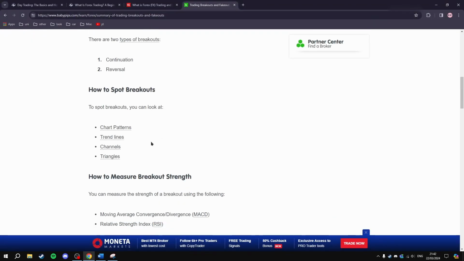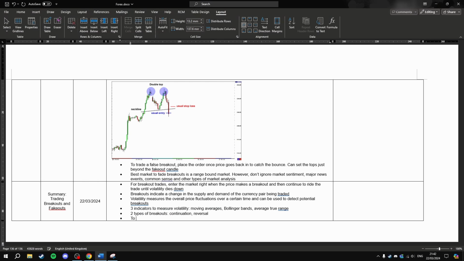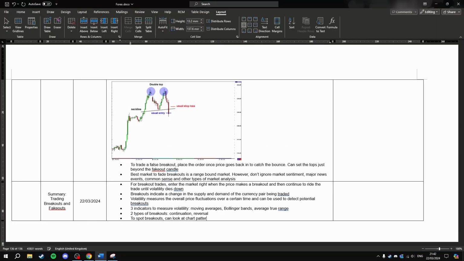How to spot breakouts. To spot breakouts, you can look at chart patterns, trend lines, channels, and triangles.